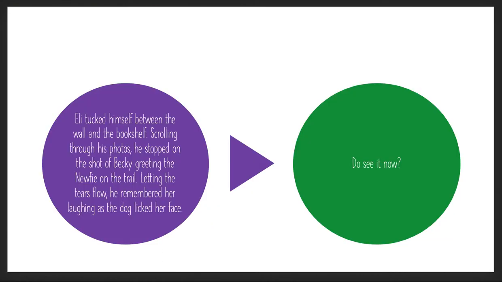So let's try again. Eli tucked himself between the wall and the bookshelf. Scrolling through his photos, he stopped on the shot of Becky, greeting the Newfie on the trail. Letting the tears flow, he remembered her laughing as a dog licked her face. Do you see it now? I bet you do. Let's take a closer look.